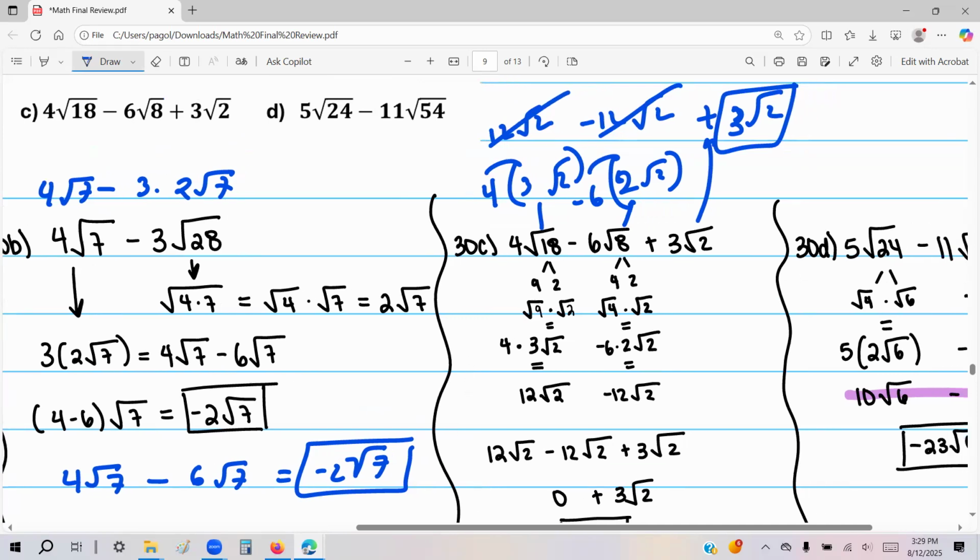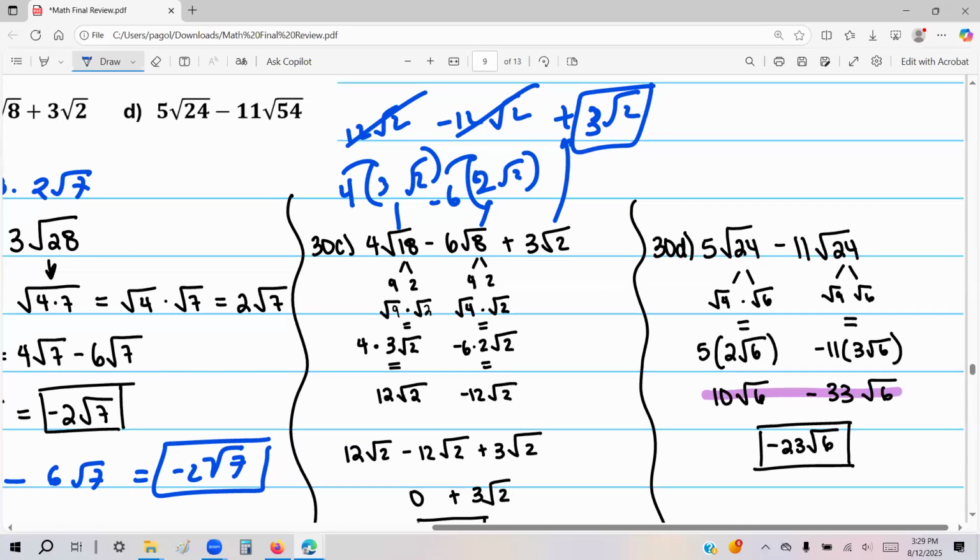The next one is the same thing. If you don't have the same, oh, she made a mistake. It's not 24, 24, it's 25 and 54. So let's do the last one.